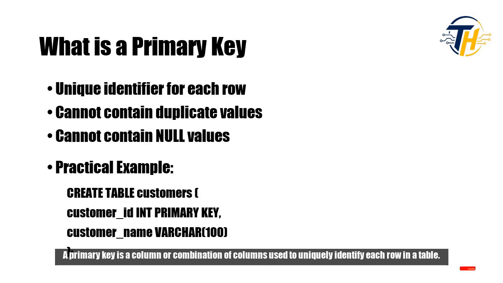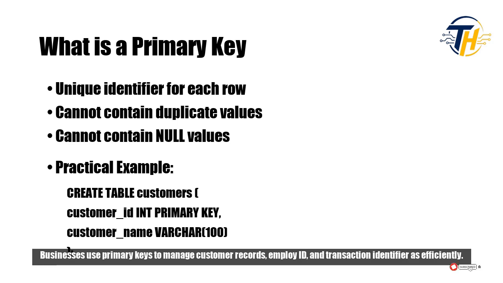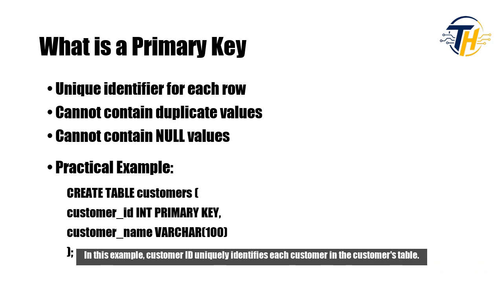A primary key is a column or combination of columns used to uniquely identify each row in a table. It ensures no duplicate records exist and every entry remains distinct. Businesses use primary keys to manage customer records, employee ID, and transaction identifiers efficiently. In this example, customer ID uniquely identifies each customer in the customers table.